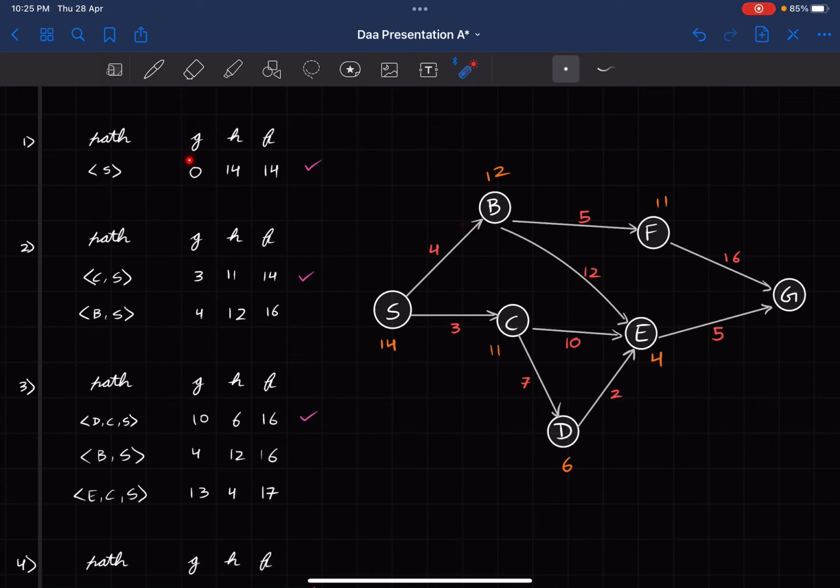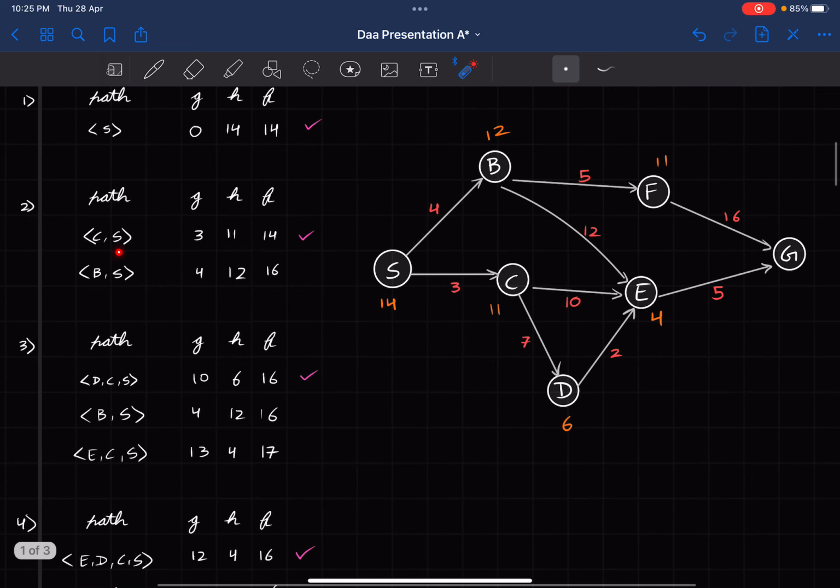Now from S there are two options. There goes B and there goes C. So we'll add them both. We'll find the value of F. Whatever is minimum, we will pick that. Here it's 14. Now from C we have two options, E and D. So we'll add those paths here. Now since we have the same values of F, we can choose whatever path we want to take. So let's say we are choosing S, C, D.